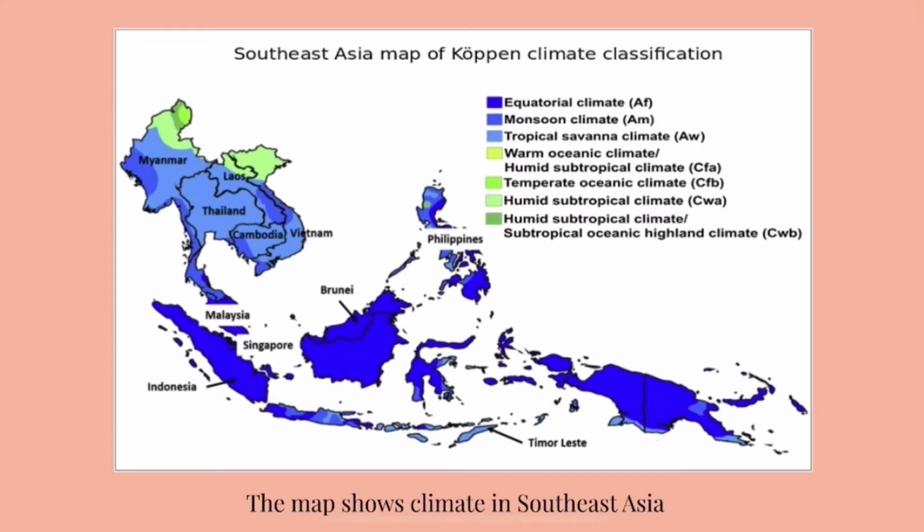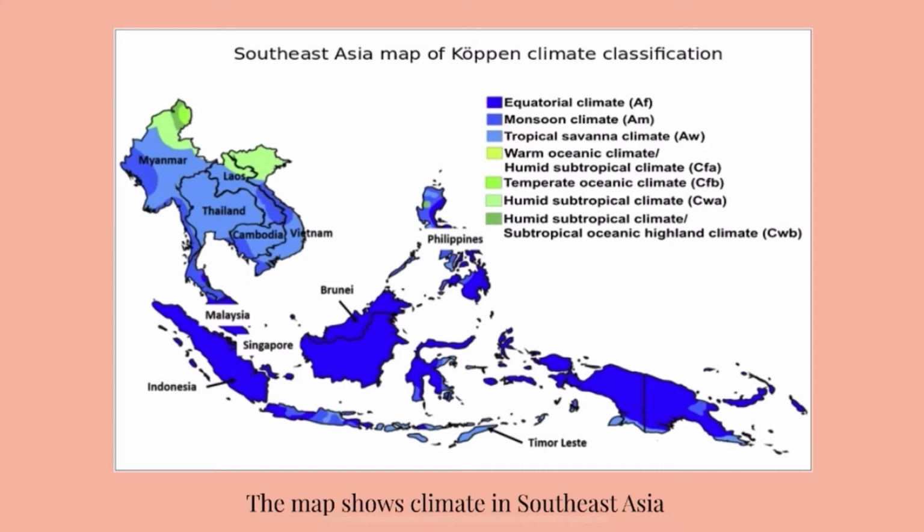The region is comprised of islands and the mainland and includes 11 countries. Southeast Asia has a population of approximately 640 million people, making it the world's third most populous region after South and East Asia.